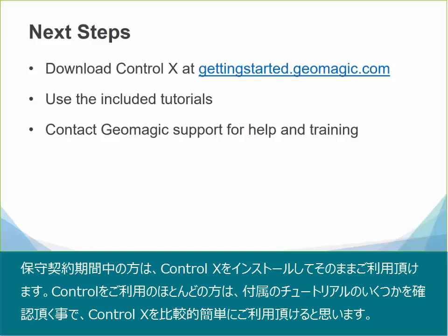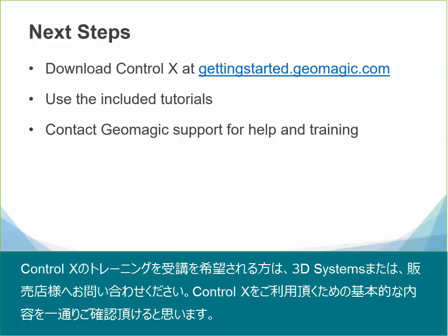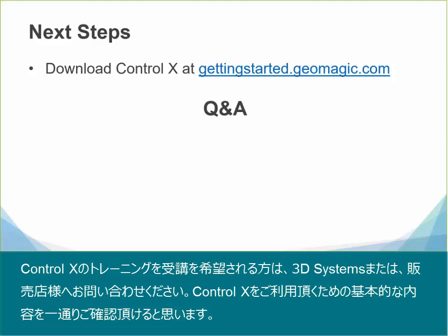And we found that most experienced Control users find it relatively easy to get started with CX after going through a few of those included tutorials. If you're doing some more advanced stuff, we also offer training courses that you can check out on the support site as well. If you're off maintenance, you can try Control X free for, I think it's 15 days. It'll automatically run. And then during that time, you can reach out to your reseller or your 3D Systems rep to find out how to reinstate your maintenance and get Control X.